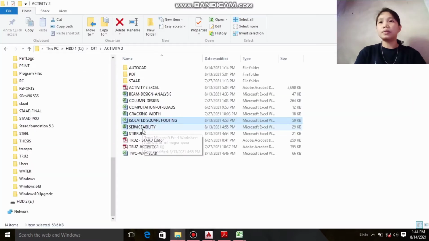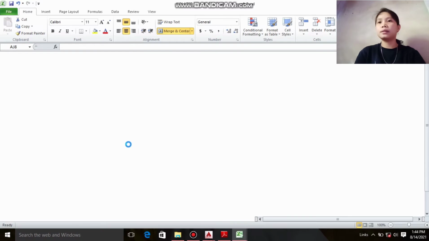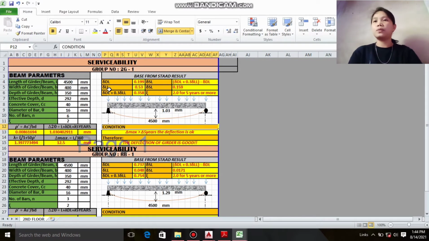And for the serviceability, from the group number of 2G-1, the beam parameters: length of girder, beam length 4,500 mm, and the width of girder is 400 mm. The depth of girder is 350 mm. Effective depth is 292 mm. The concrete cover 40 mm. Diameter of bar is 16 mm. The number of bars is 6.